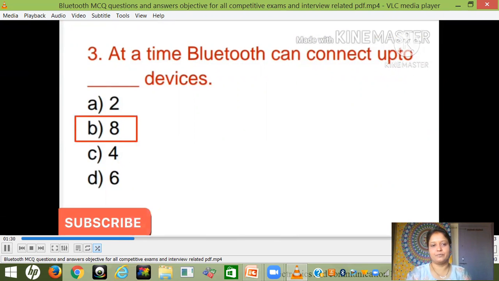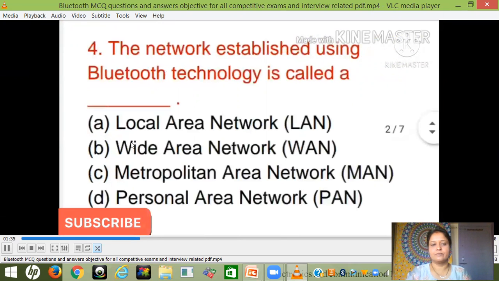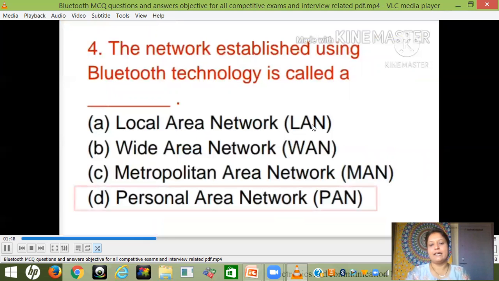Next, the network established using Bluetooth technology is called a local area network, wide area network, metropolitan area network or the personal area network. LAN, WAN, MAN or the PAN. It is the PAN here, personal area network.